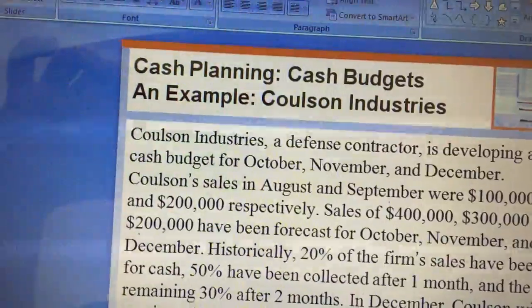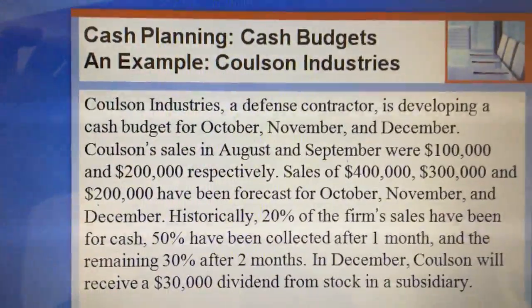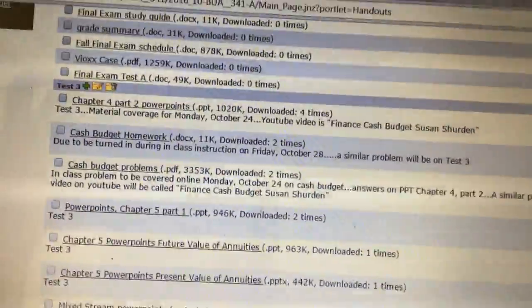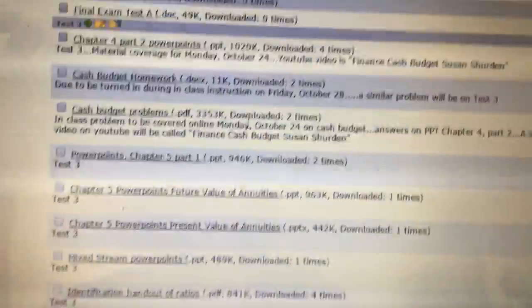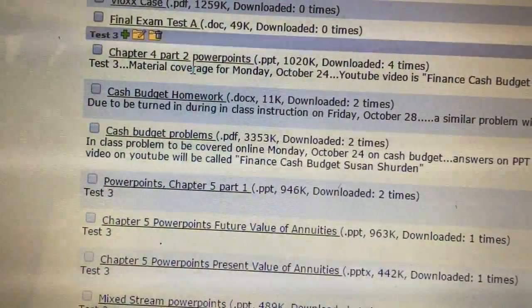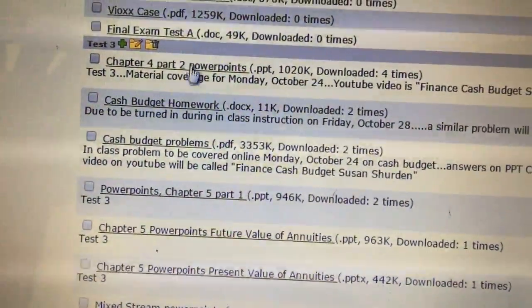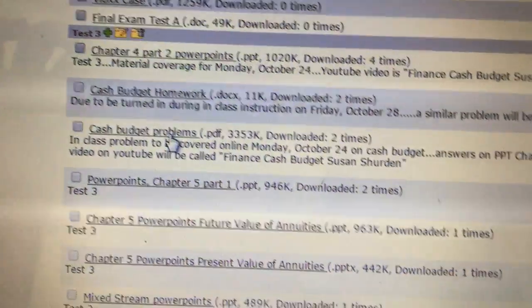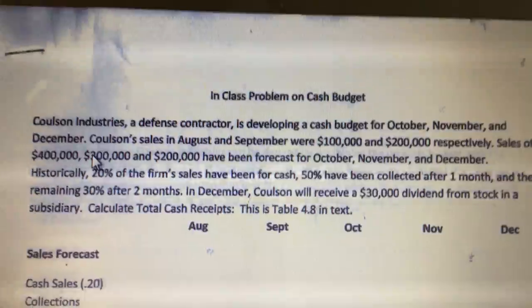Okay, let's go back to Wolf Den. I'm going to minimize this, but this is the problem we're going to be working with, and let's find it on Wolf Den. You need to pull up, here, we've been doing these PowerPoints, Chapter 4, Part 2. You need to come down and pull up this cash budget problem. And when you pull that up, now you can see me, hi, and my phone with flowers. Okay, this is what it looks like.